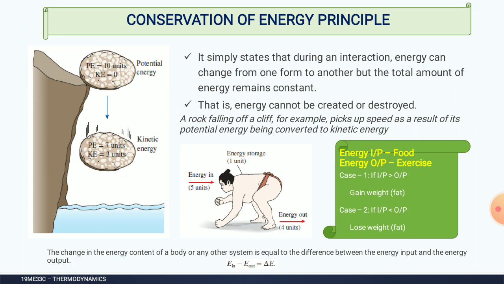Here I explained two examples. One is the rock falling from a cliff, where the rock is dropped down from the hill, and another one is weight loss and energy storage in the form of fat in a human body. These are the examples for energy conservation.